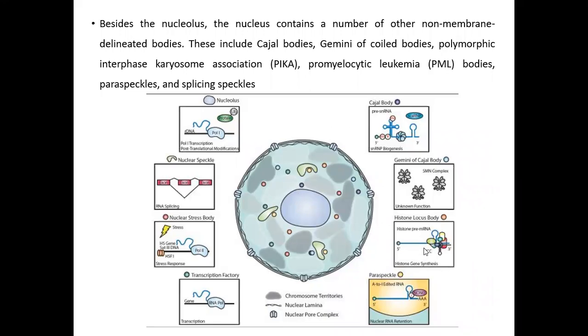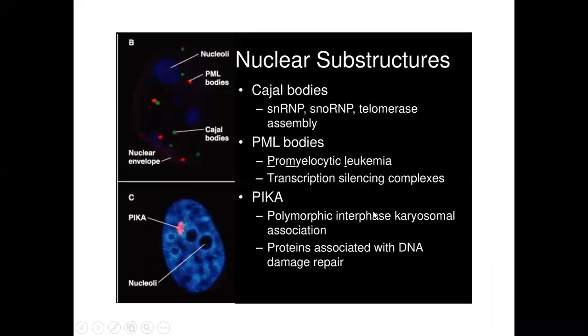These Cajal bodies are 0.3 to 1 micrometer in diameter, and they resemble balls of threads. Each nucleus contains around 1 to 10 Cajal bodies. They are coilin positive. And they help in the maturation of RNA processing, by maturing the snRNA, that is, small nuclear ribonucleoprotein.